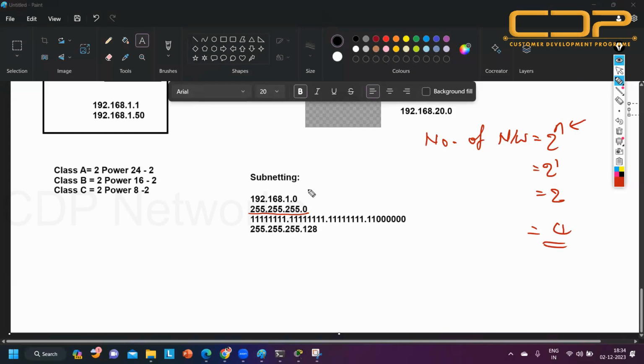Earlier there was one single network. That's why we were getting 254 valid hosts. Now we have 2 networks. So valid hosts are divided into 2 parts now. Right. So let me show you guys how we are doing subnetting here.